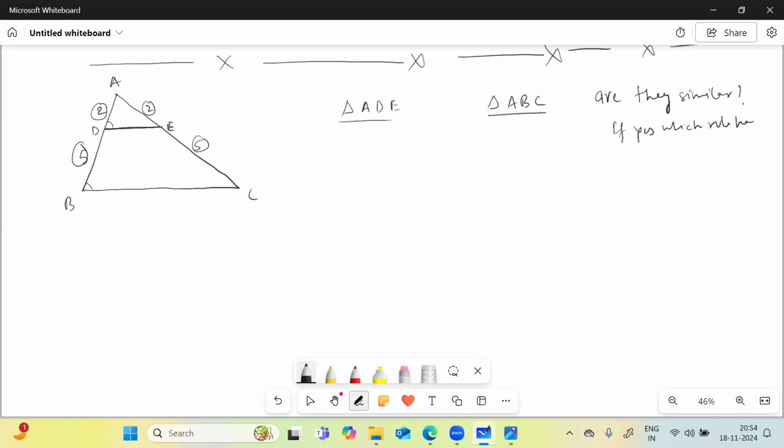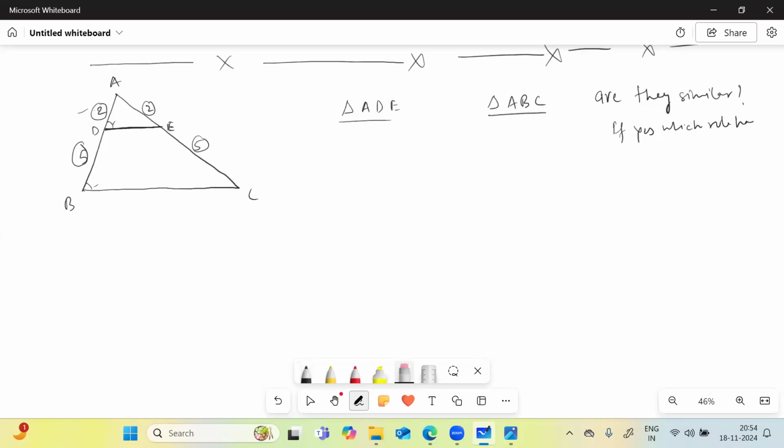I've just told you that the line DE is such that it is dividing AB and AC in the same ratio, 2:5. So this angle is equal to this angle. Of course, it will happen. It is not that it is not true. But you cannot say with this particular data which I have given you that the similarity will be proved. Similarity will be proved with the rule of SAS.